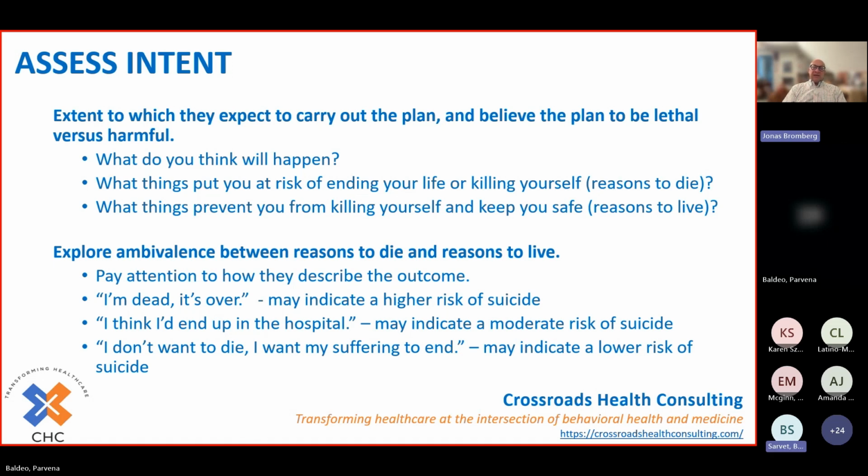And we want to pay attention to, again, their language, how they describe the potential outcome, the reasons for wanting to live, reasons for wanting to die. Those all go into that calculus of that decisional balance that we're trying to achieve here. So pay really close attention to the language. Obviously, when a patient says something like, I don't want to die, but I don't want to suffer any longer, that clearly indicates some lower risk than somebody that says, I'm dead, it's over, with some higher degree of certainty. So really think about how they describe the outcome of what they're contemplating. Next.